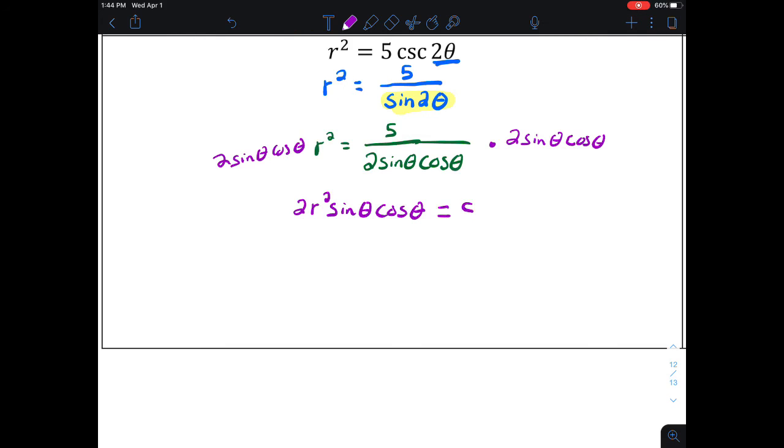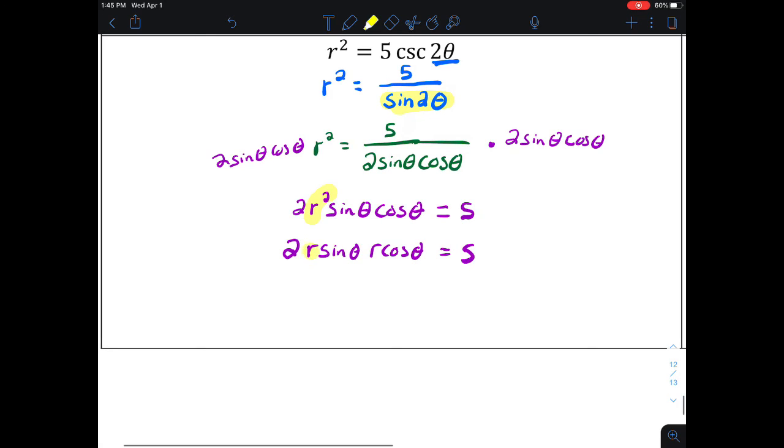And so what we have is 2r squared sine of theta times cosine of theta is equal to 5. Well, we can use our algebra technique here and say r squared is really r times r, and multiplication is commutative. So I could rearrange this as 2r sine theta times r cosine theta is equal to 5. Then use my conversion forms for r sine of theta times r cosine of theta, and we get 2 times y times x is equal to 5. And we'll leave this one just like that.